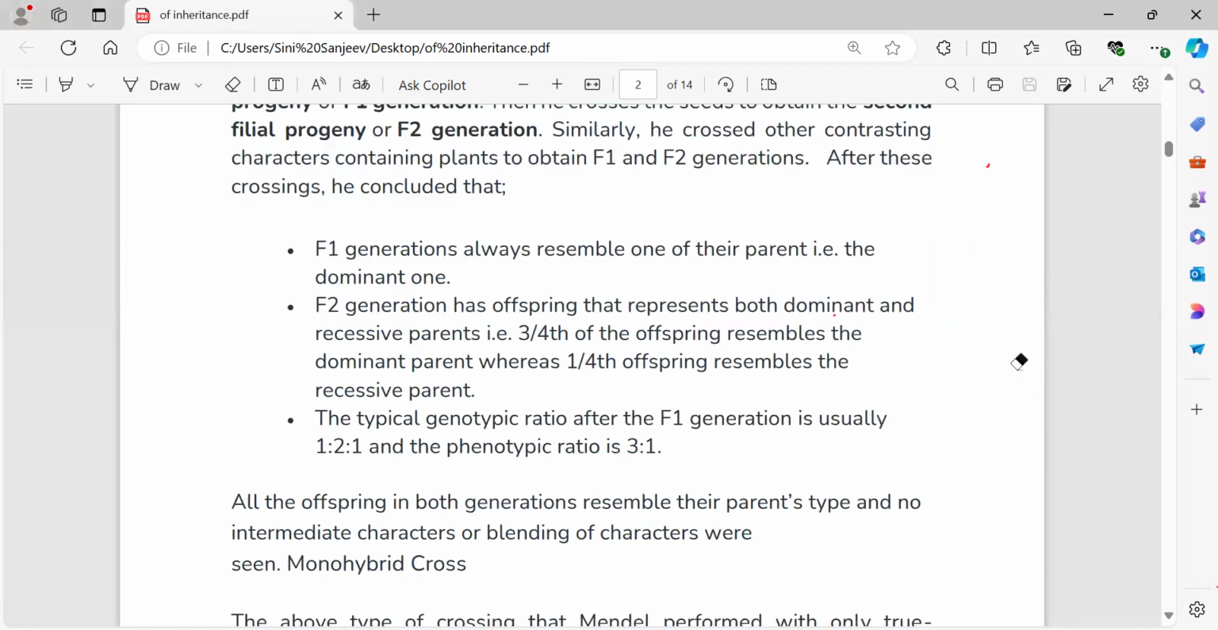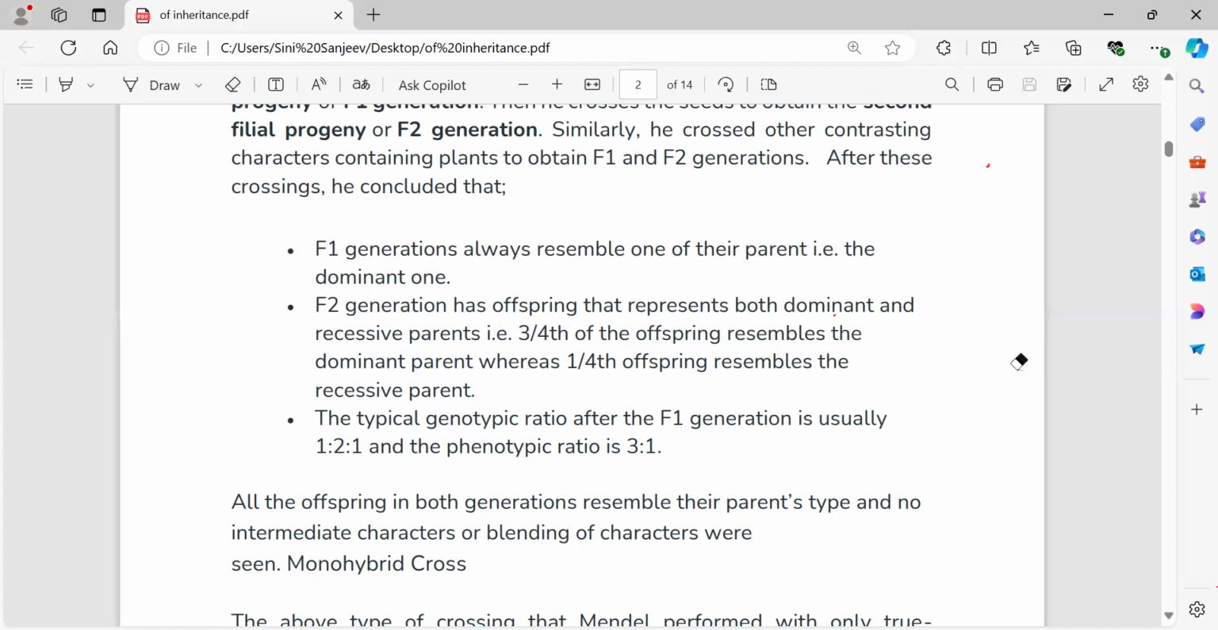So what were the results after crossing? In the F1 generation, when he crossed the tall and dwarf, he got one dominant. Whatever progeny or offspring he got was the dominant one, so it always resembles one of the parents, the dominant one. That was the statement he got from the product obtained in the F1 generation. But when he recrossed F1 into F1 to get the F2 generation, that represented a mix or a hybrid of the dominant as well as the recessive characteristics.